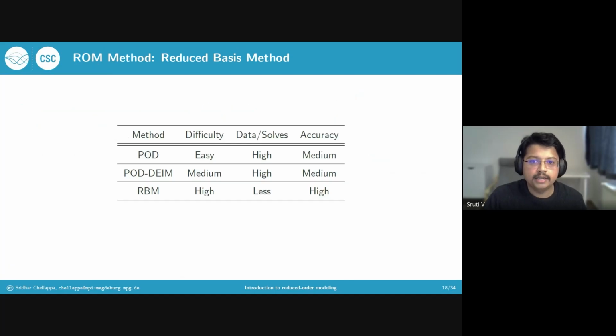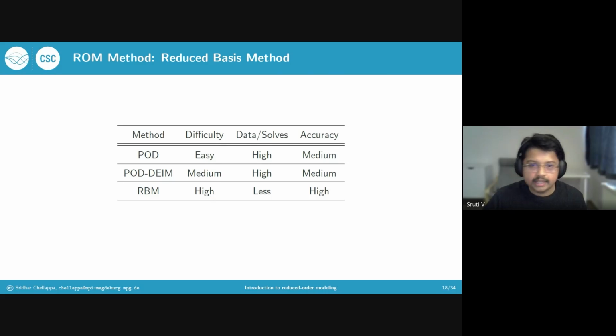Just to compare the different projection-based approaches so far. POD and the POD hyperreduction, you can call them easy and medium easy. But of course, the accuracy is not always quite good. But if you look at the reduced basis method, of course, the difficulty is quite high because you have to come up with nice error estimators.